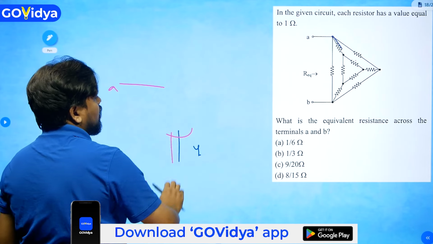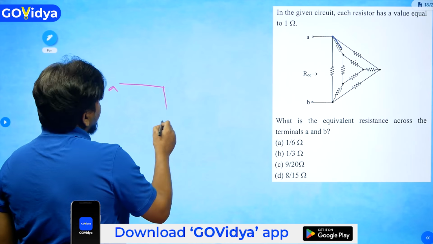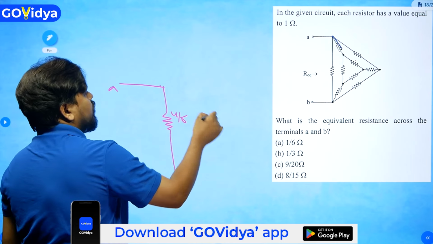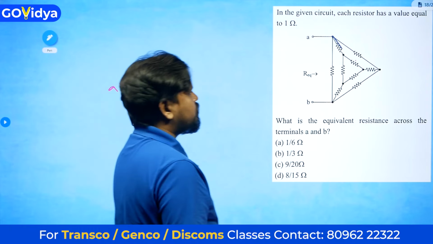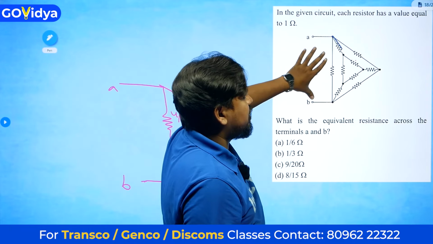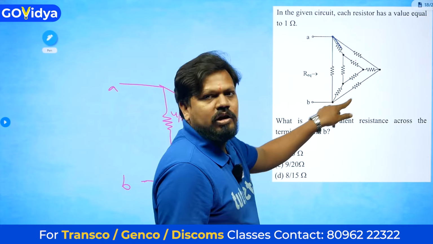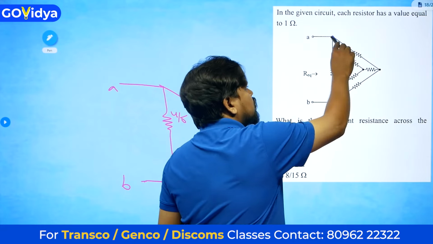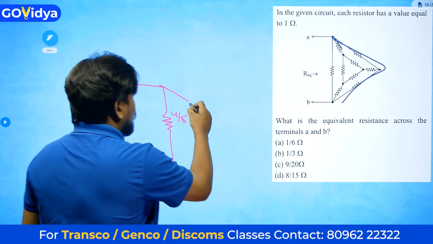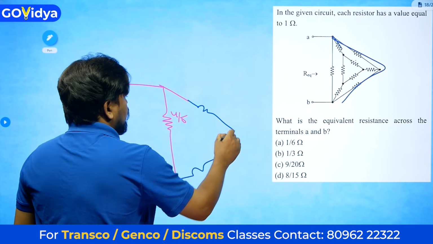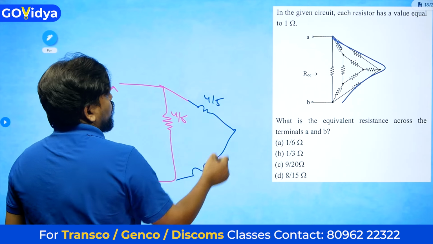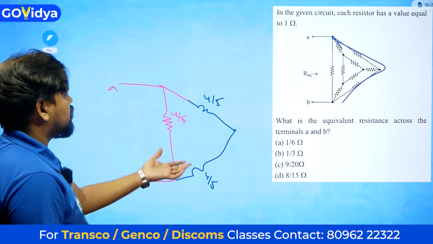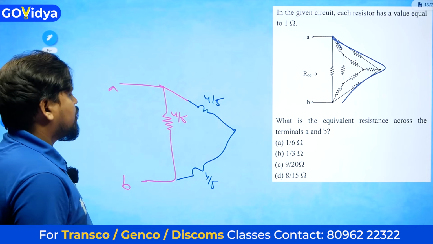In the exam you have to solve without any waiting. Just try to solve this one and immediately you will get 4 by 5. Now these two 4 by 5s are in series. You observe that these two are the terminals we need, but between the other two terminals we don't need anything. So these two are connected in series only. What is the equivalent? 2 into 4 by 5, a series connection, gives 8 by 5.